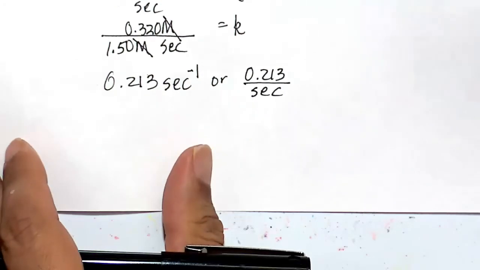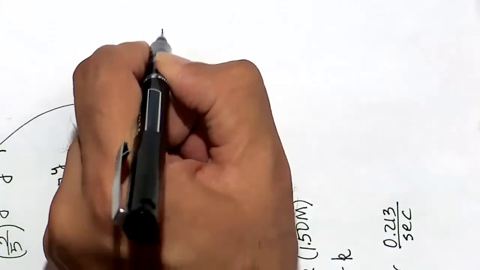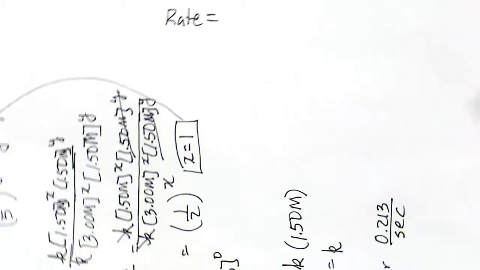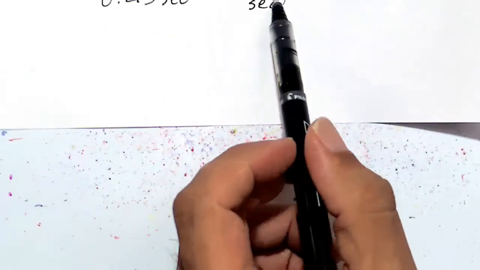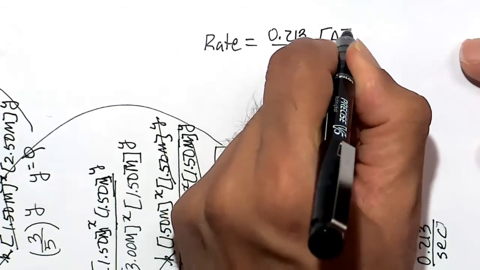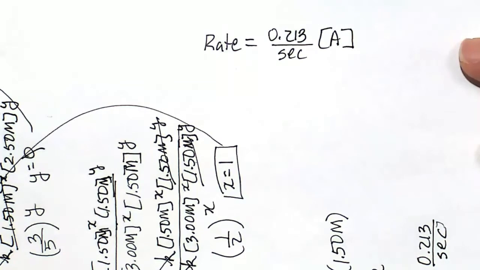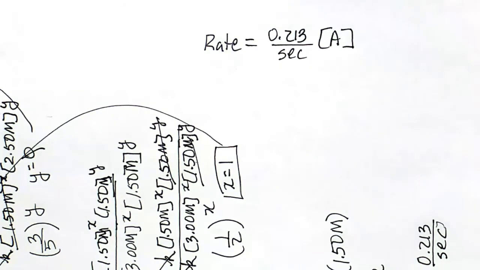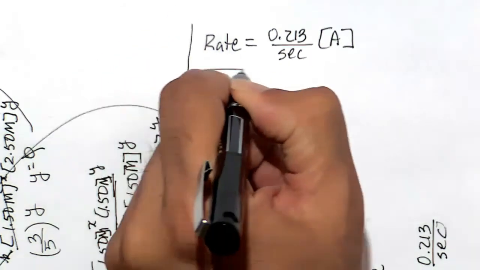All right, our final answer is this. We want to complete everything. Our final answer for the rate law for this problem is going to be rate equals, what did we get for k? We got 0.213 inverse seconds times the concentration of A. Times the concentration of B raised to the power of 0 is 1, so that just becomes 1. So this is our final rate law.